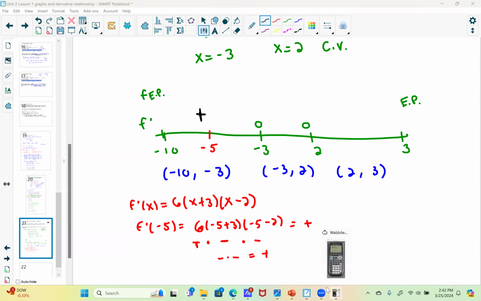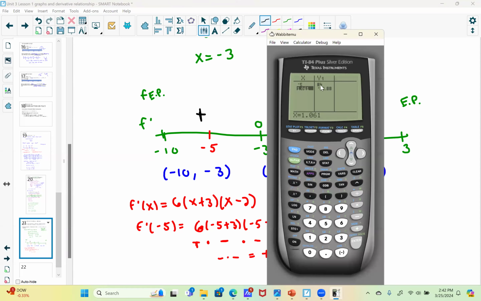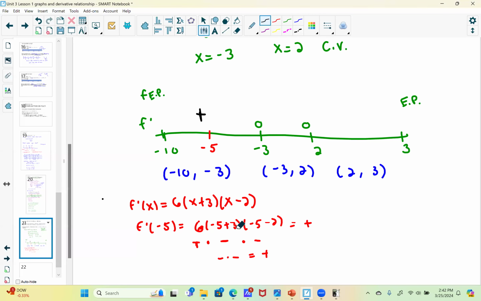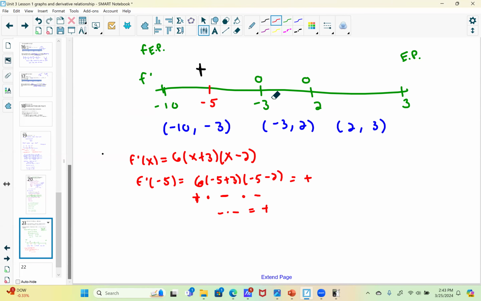So you can, again, either type it into your original function, into the derivative, and use your calculator, or figure it out in your head just based on the signs of it. Okay. So then I'm going to do my other test points.